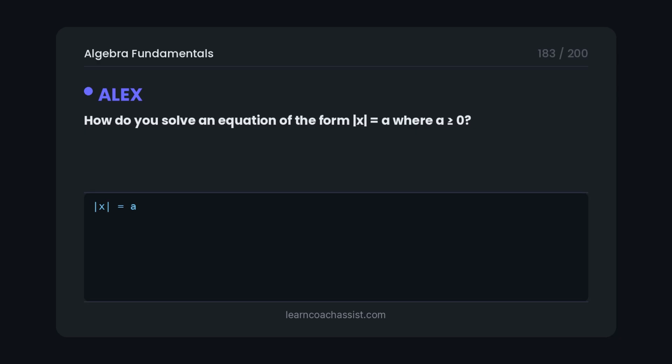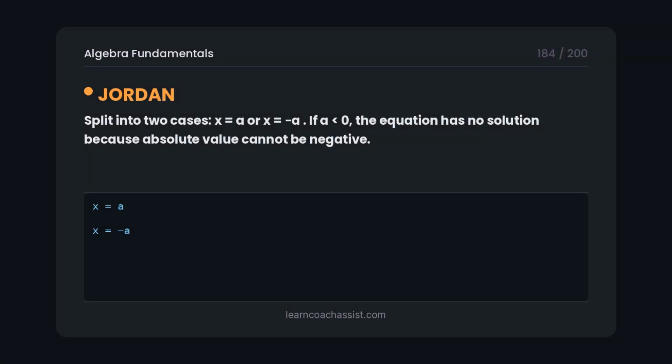How do you solve an equation of the form |x| equals a where a is greater than or equal to 0? Split into two cases: x equals a or x equals minus a. If a is less than 0, the equation has no solution because absolute value cannot be negative.